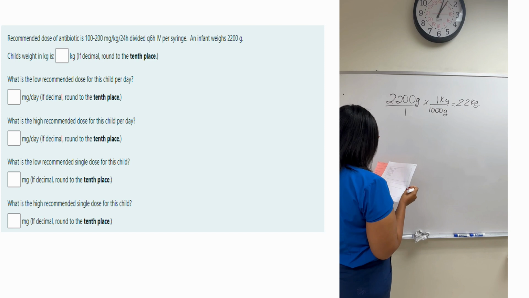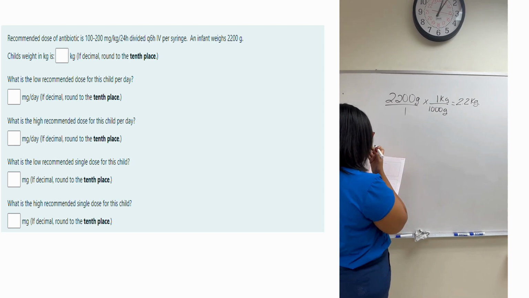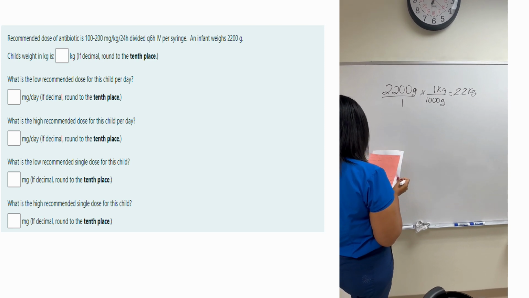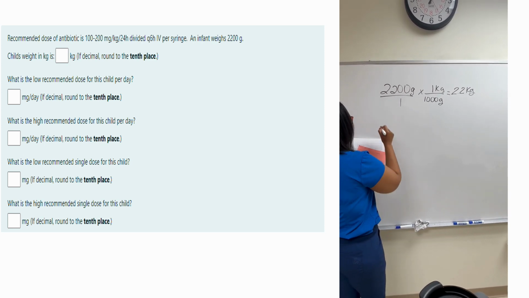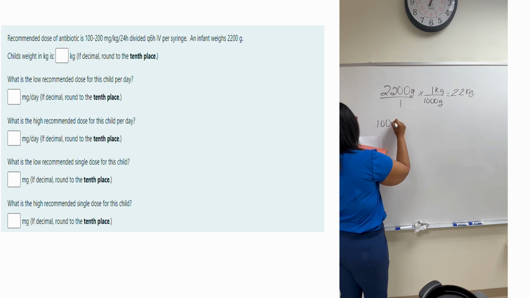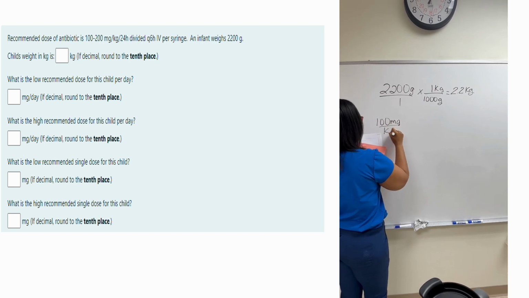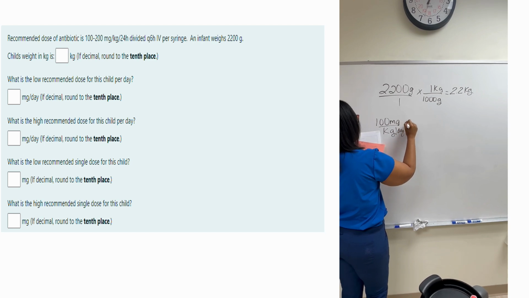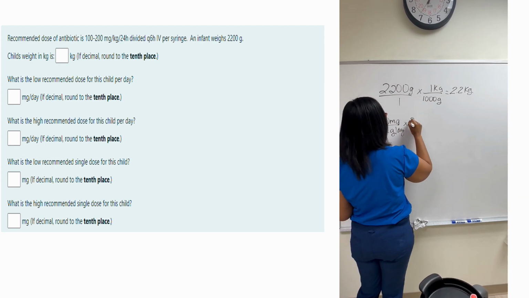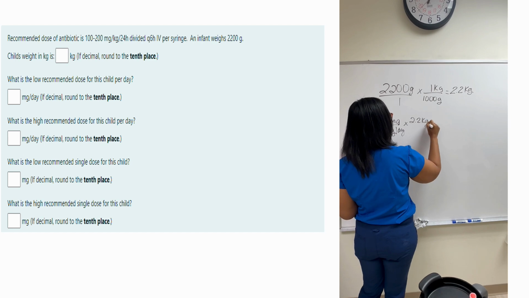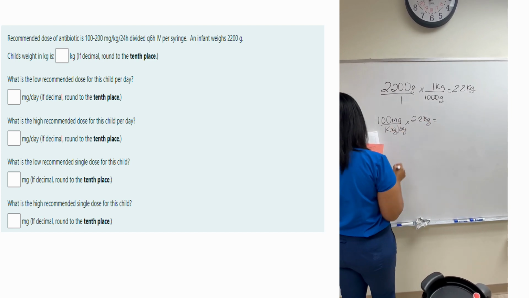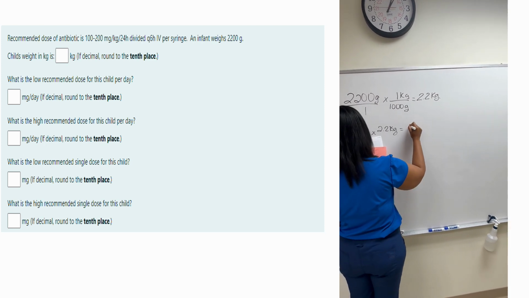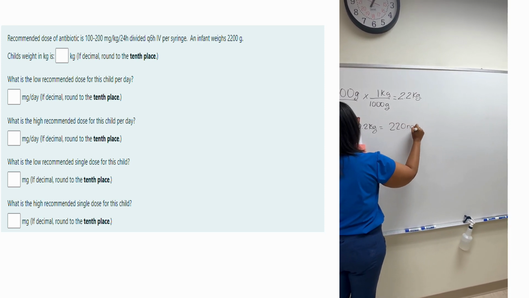All right. So the next question says, what is the low recommended dose for this child per day? So we go back to our problem. It says 100 mgs per kg a day. So we're going to take the child's weight of 2.2 kgs, and all we're going to do is just multiply it straight across. And the child's low recommended dose would be 220 mgs.